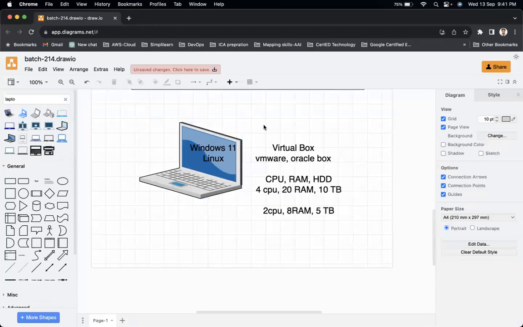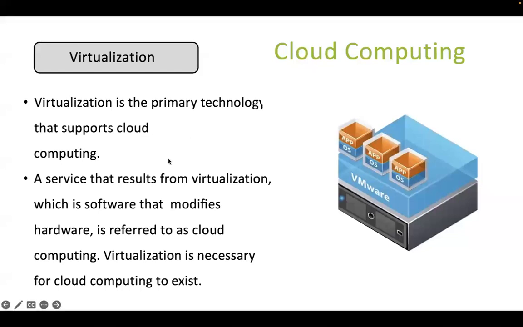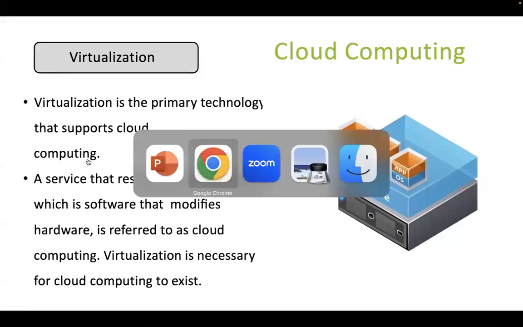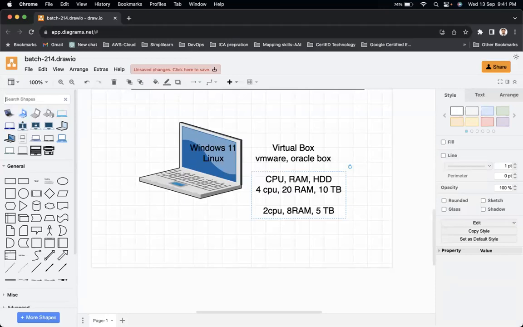Okay, so now I'll move to the PPT and we'll understand what virtualization is. You can see here, virtualization is the primary technology that supports cloud computing. What will AWS do? AWS will not depend on a base operating system. AWS will provide you infrastructure: CPU, RAM, hard disk. You will decide what your operating system is. Okay, how will AWS work? I'll give you a little bit of an idea.